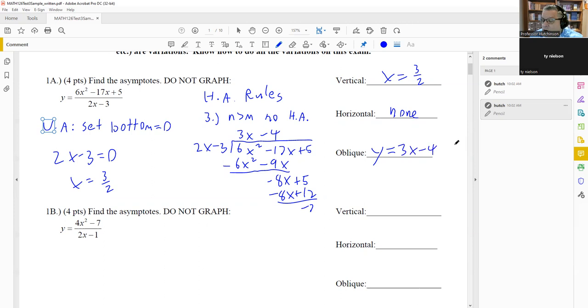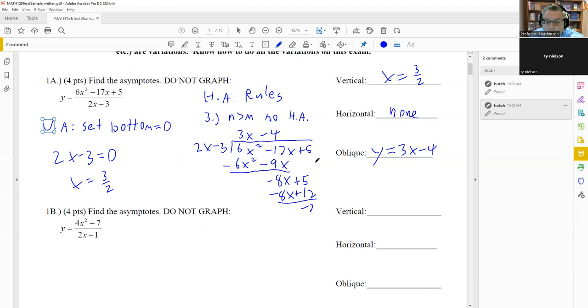So number one on the test is one where you will have to find an oblique asymptote. And it's also one where you will have to use long division. So you want to make sure you know how to use long division for number one, because that's the type of problem that you would see on the actual test, one where you'll have to use long division instead of synthetic division. Okay, so that's it for number one.